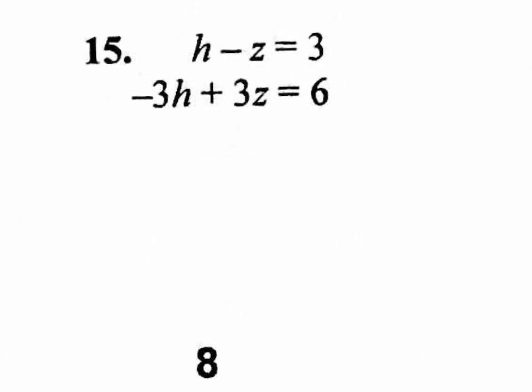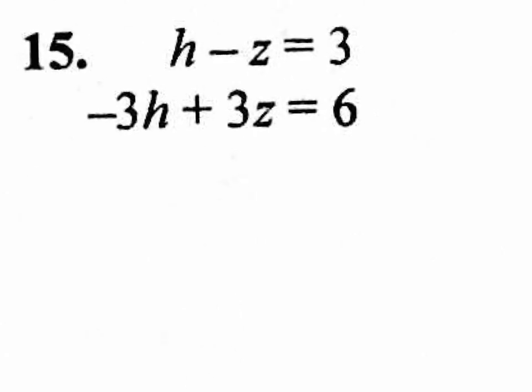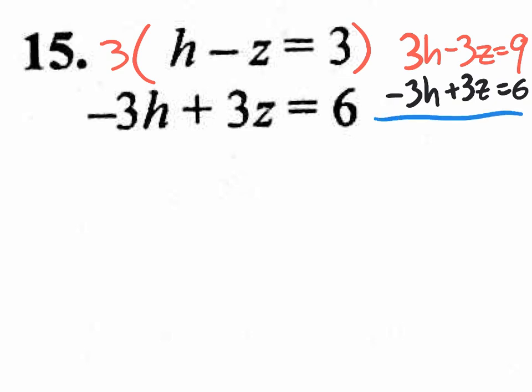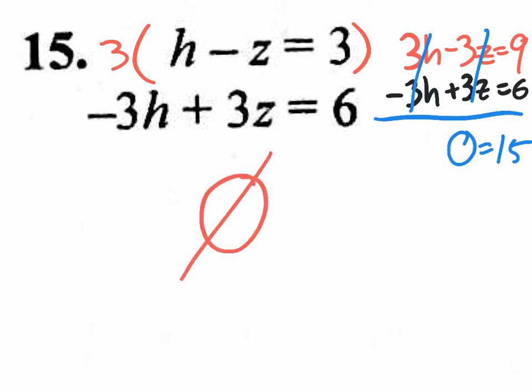Let's try one more here. Number 15. What would you like to eliminate, h's or z's? H's, okay, so I'd have to multiply the entire top equation by what? 3. So the entire top equation becomes 3h minus 3z equals 9. And the bottom one, we're going to leave it exactly the way it is. And now I could actually combine the lines and eliminate the h's, but then again, the z's also eliminate, so we get nothing equals something. No solution. So you could either write out the words no solution, or you could just put that right there. That's no solution right there. Why? Because 0 does not equal 15. That's an impossibility.